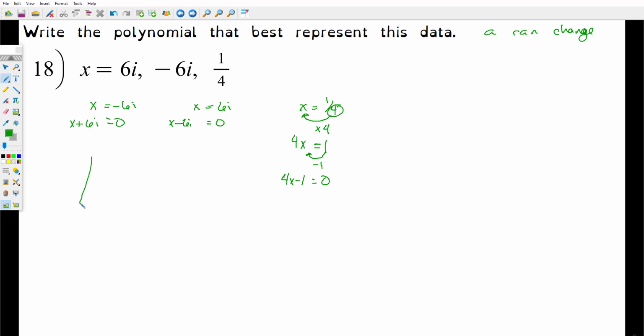So we cannot have the i's involved. So we need to multiply it out to get those i's taken care of. So when we multiply, we get x squared, we get negative 6ix, and then positive 6ix, and negative 36i squared. And so i squared becomes a negative 1. So negative 36 times negative 1 becomes a positive 36.